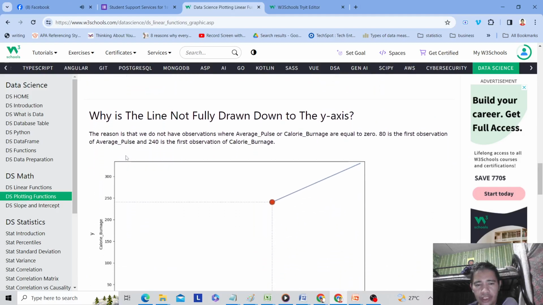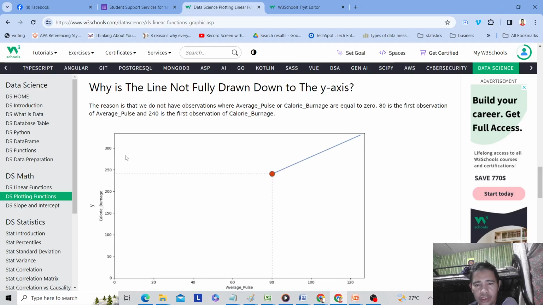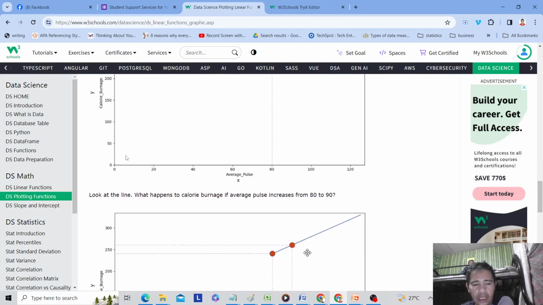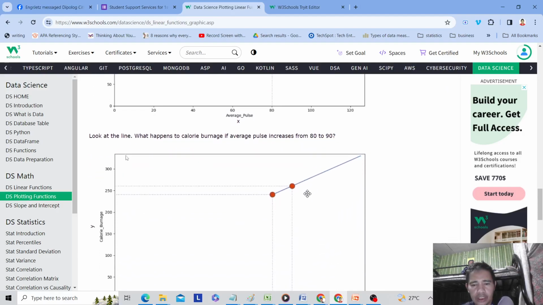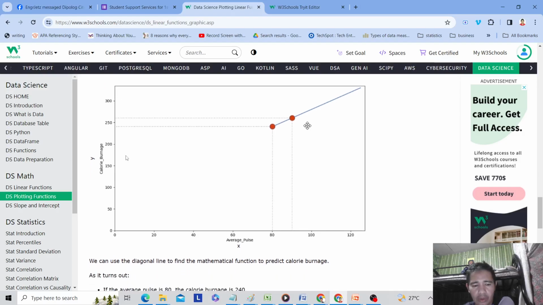Why is the line not fully drawn down to the y-axis? The reason is that we do not have observations where average pulse or calories are equal to 0. 80 is the first observation of average pulse, and 240 is the first observation of calorie burnage. So as you can see on the red line, guys, that's the first data that we have. Look at the line. What happens to the calories if average pulse increases from 80 to 90? We can use the diagonal line to find the mathematical function to predict calorie burnage.